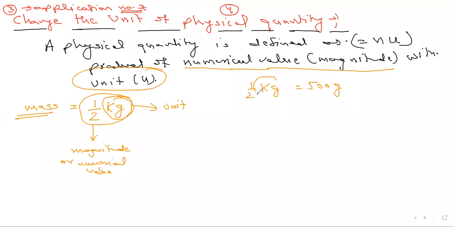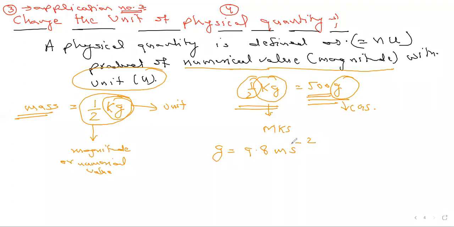Now you see, this kilogram is in MKS, and this gram is in CGS. So when I converted from MKS to CGS, this half becomes 500. That means the measurement of one physical quantity in one measuring system. For example, the value of g is 9.8 meter per second square. You say this is 980 centimeter per second square.